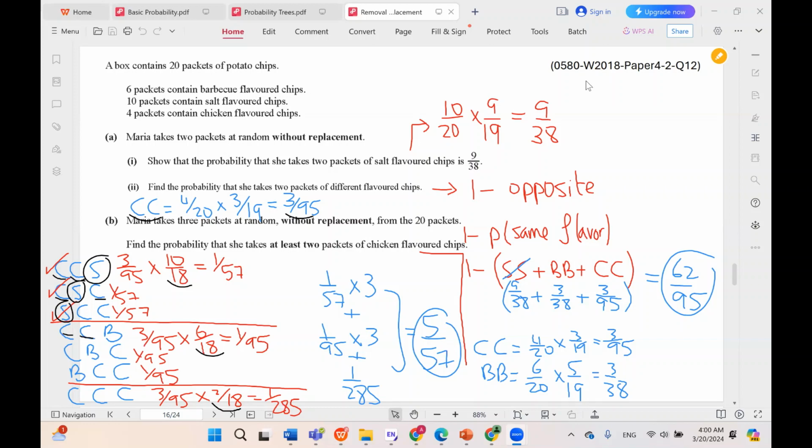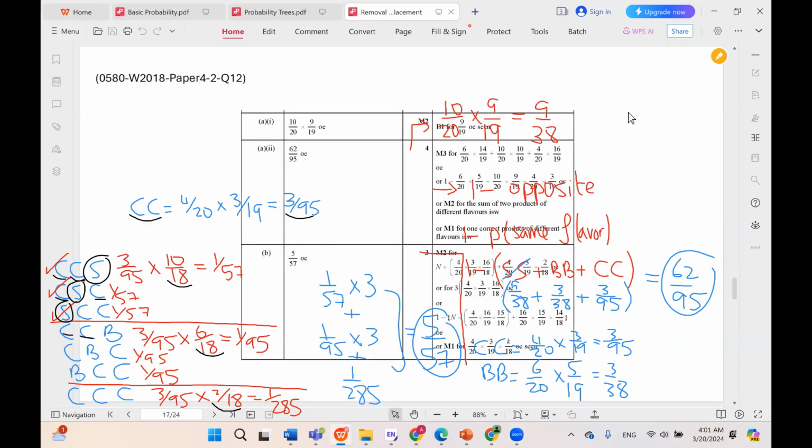And we multiplied by 3 in the first 2, but we did not multiply by 3, of course, in the last scenario, CCC, because this can only happen in one way, as opposed to CCS, CSC, and SCC, and so on and so forth. So now let's check the marking scheme for the answer. For double I, we have 62 over 95, and for B, we have 5 over 57.